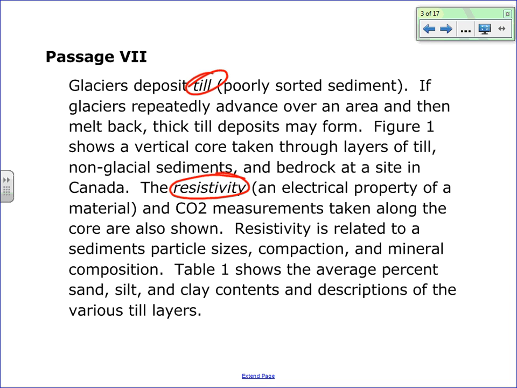All right, so remember we have 3 tactics. The first one is till. First thing we check for, did they define till for us in the passage? Yes, they did. It's actually in parentheses. Till, the definition is right here. Poorly sorted sediment. All right, what we mean by sediment is essentially dirt and rocks.